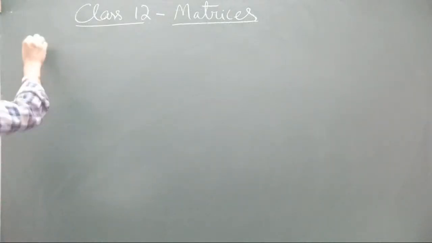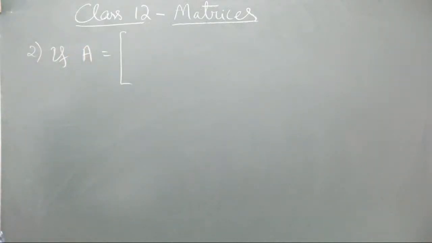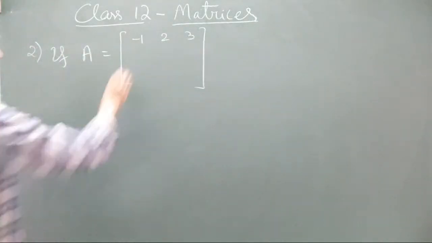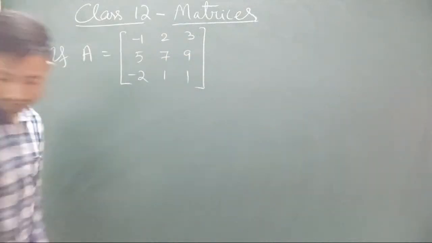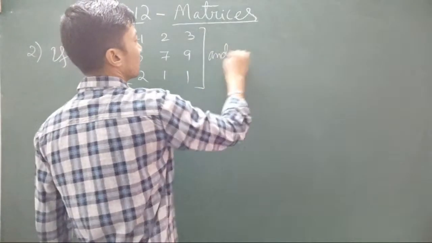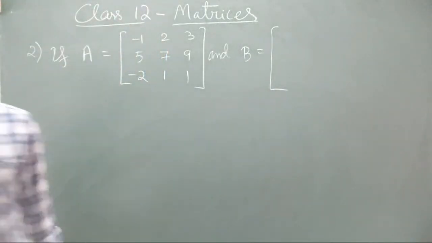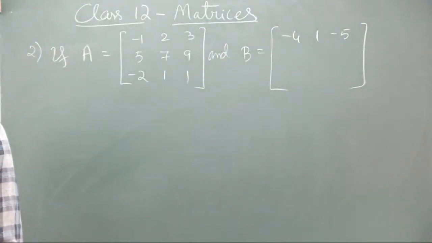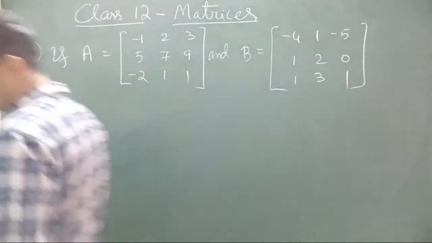Second question is, if the matrix A is given as -1, 2, 3, 5, 7, 9, -2, 1, 1, and the matrix B given as -4, 1, -5, 1, 2, 0, 1, 3, 1. So the matrices A and B are given like this.